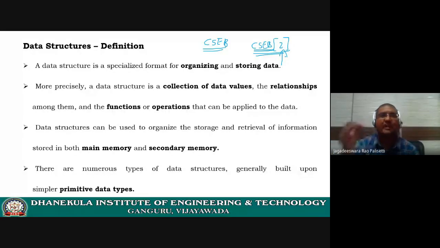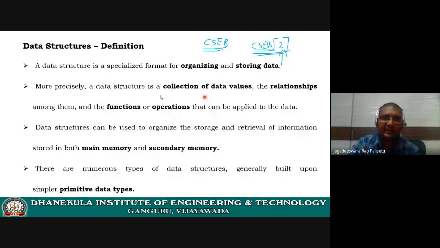So array is one of the basic data structures. Starting from array, we have stacks, queues, linked lists, trees, graphs, different types of data structures. For every data structure, these 3 points you have to remember: how we store the data, how we access the data, and what operations that particular data structure will have. That is about data structures. So that is the first point they mentioned. Data structure is a specialized format for organizing and storing of data.